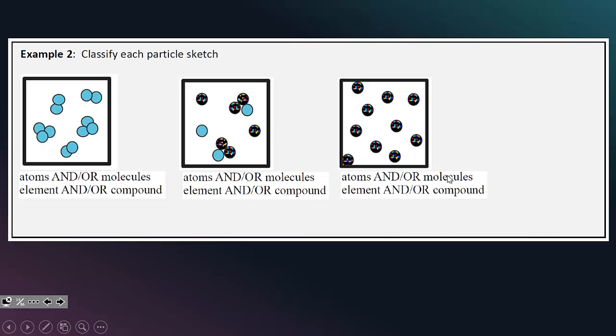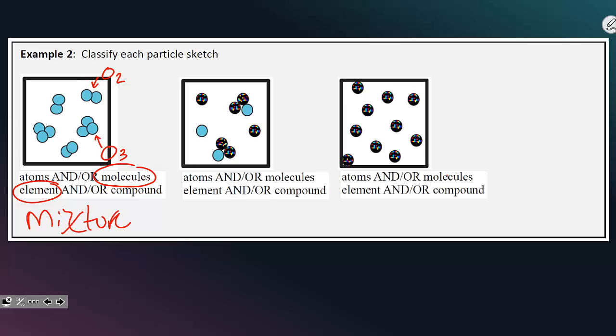So for example 2, we are asked to classify each picture as atoms or molecules, elements or compounds, and a mixture or pure substance. So for the first one, all of these circles are the same. So these are all elements. But none of them exist alone, so they are molecules of an element. And there are two different things here. If these were oxygen, so this must be oxygen, this could be ozone. This is a mixture of elemental molecules.